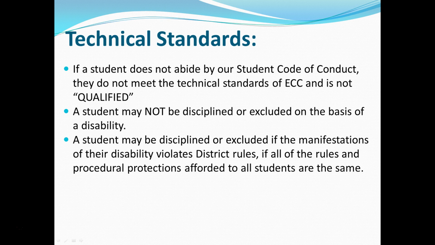At the community college level, a student may not be disciplined or excluded on the basis of their disability. However, they may be disciplined if the way in which their disabilities manifest themselves violates district policies and rules. For example, if a student has PTSD, which causes them to erupt in anger during class, it may be considered a code of conduct violation. The key is that any procedural protections, such as due process and appeal rights, or rules enforced against non-disabled students need to be applied in the same manner and to the same extent as for disabled students, and vice versa.